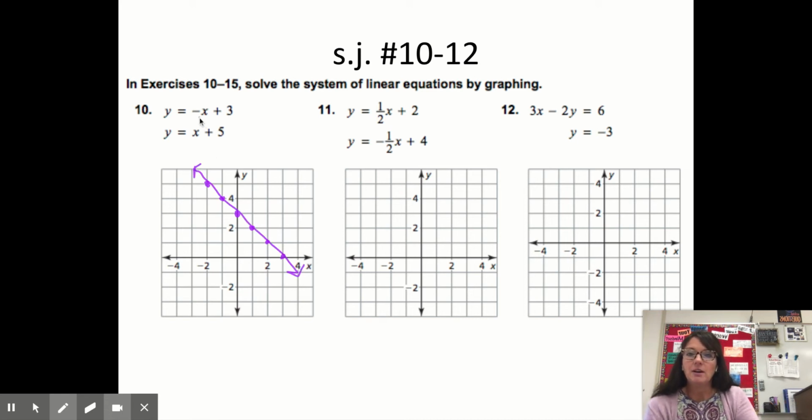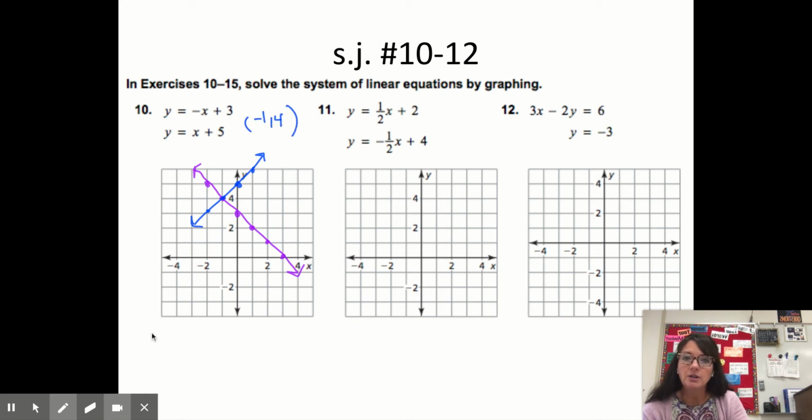I have such a hard time drawing on there. All right, the next one is at, let's change the color here. Positive 5 is our y-intercept, and it's a positive 1, so up 1 over 1, which means we can also go down and back. So we can see right here where the two lines intersect, and we can estimate that to be our solution of -1 and 4.